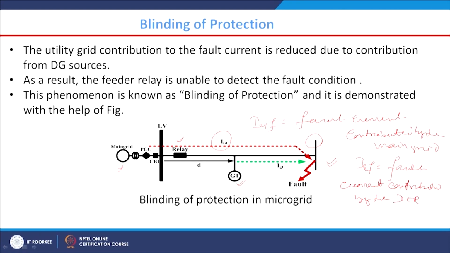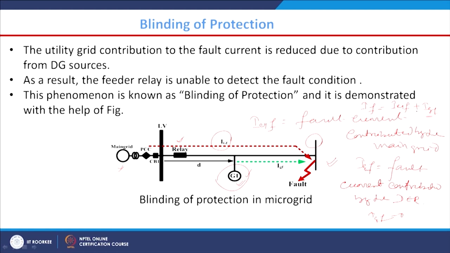So, what will happen now? Initially, without the presence of DG, this small Igf is going to be 0, right, because if this DG is not present, obviously this IF is completely contributed by the main grid, IGF. Now, if this DG is present, this IF is equal to capital IGF plus small Igf, the current contributed by the DER or distributed energy resources.